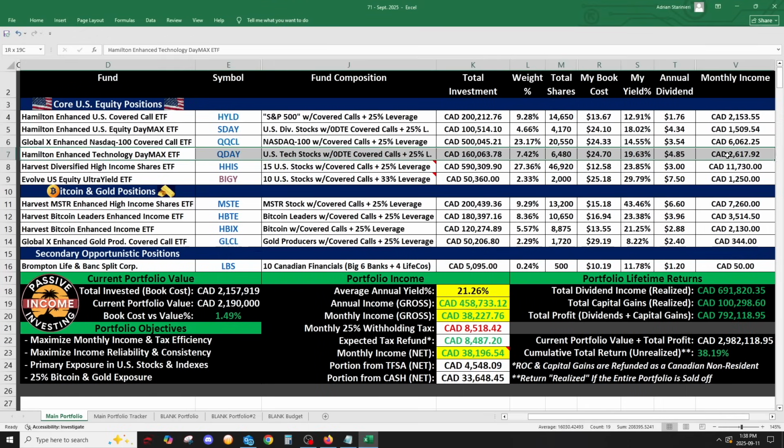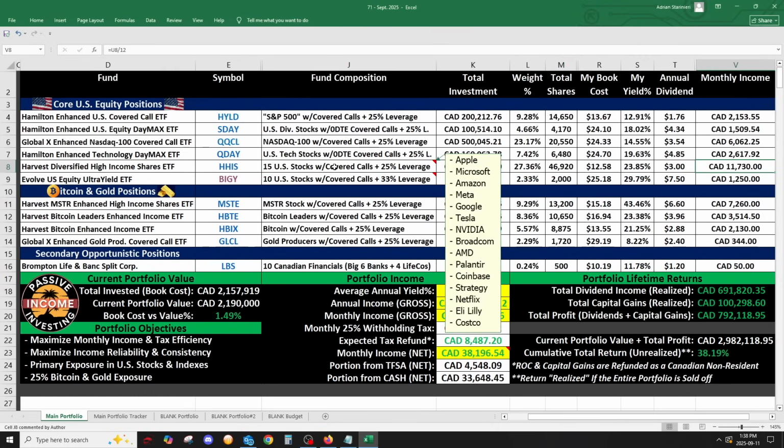QDay is, to me, a fantastic one, kind of like a nice complement to QQCL, more concentrated in tech. Technically, they have QQQM in there. They have the NASDAQ 100, but I think it's more tech-focused. It moves pretty much in tandem with QQCL. So I kind of see these two as a unit. I see QQCL and QDay as a unit. Of course, the beloved HHIS, which I always like adding an extra 10,000 every month. I think it's kind of like a concentrated NASDAQ with some Bitcoin.